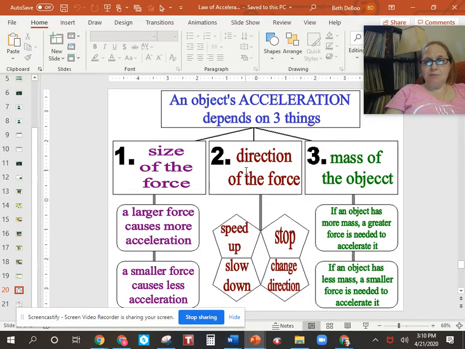So I want to look at my notes and think to myself, the mass of an object. Well, if an object has more mass, a greater force is going to be needed to accelerate it. If an object has less mass, a smaller force is needed to accelerate it. And this kind of makes sense. If you're wanting to push a car, that has a lot of mass, you're going to need a lot of force to push that car. However, if you're pushing a little toy truck, well, it doesn't have very much mass at all, so you would need a smaller force in order to accelerate it.